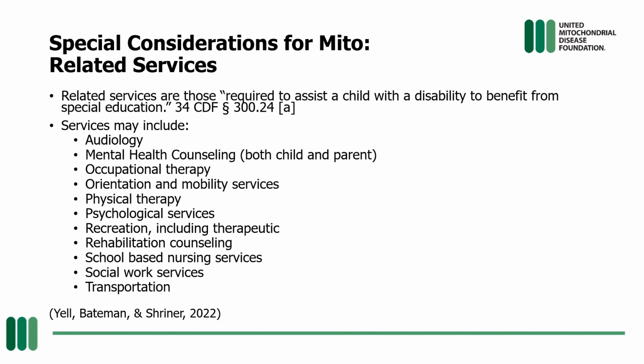So sometimes with some of our older kids, if we talk about mental health counseling, it can be understanding your illness. It can be talking about your frustration with how things are going health-wise. It can also include therapy for the parent if the parent needs that additional support. Of course, we at the UMDF are always here for you, but sometimes you need that immediate support at school. This is something you can get as a related service.